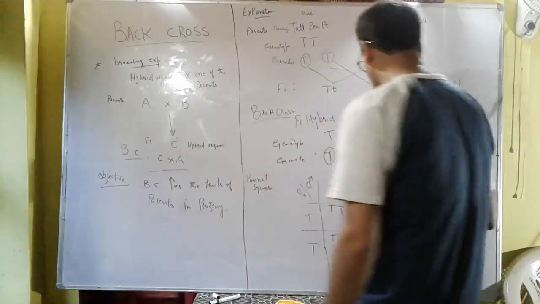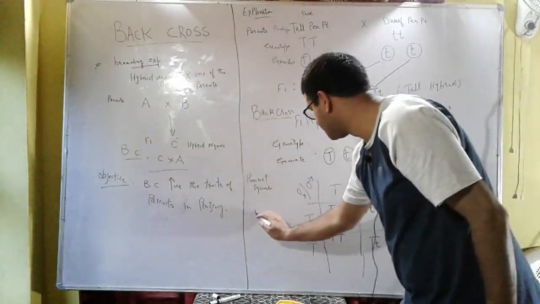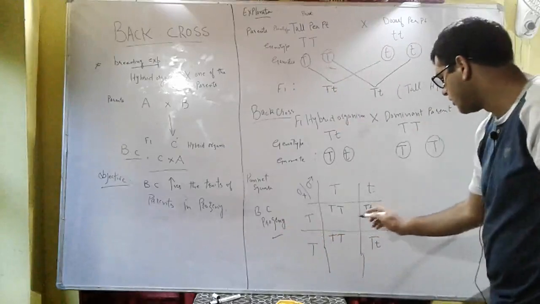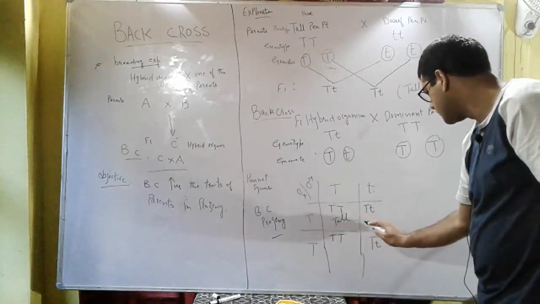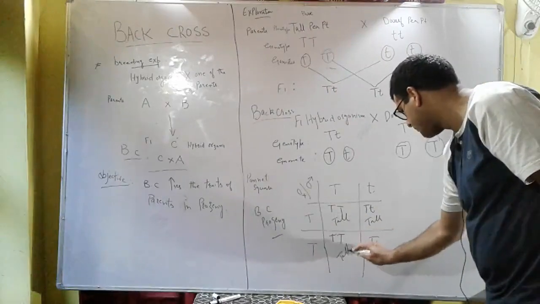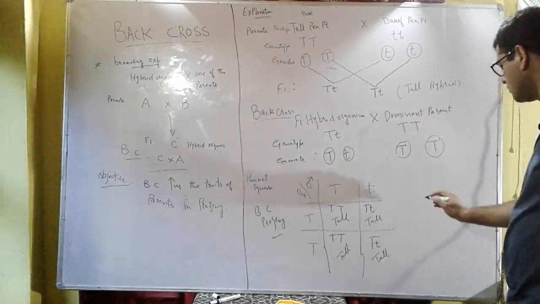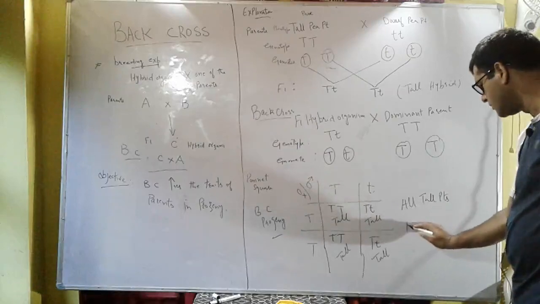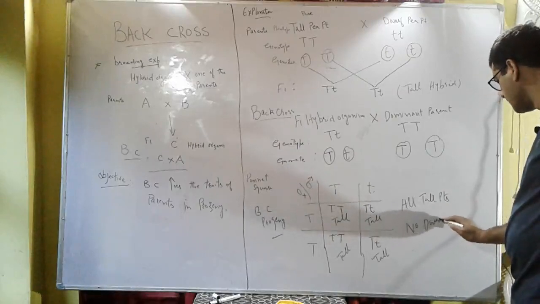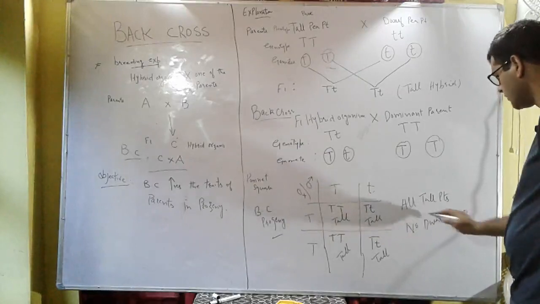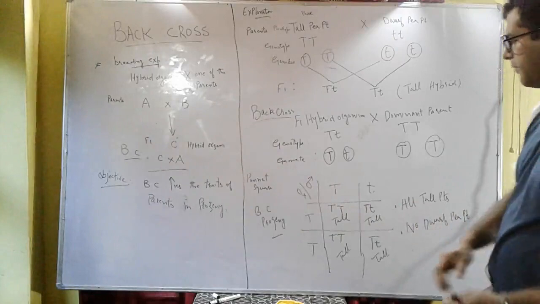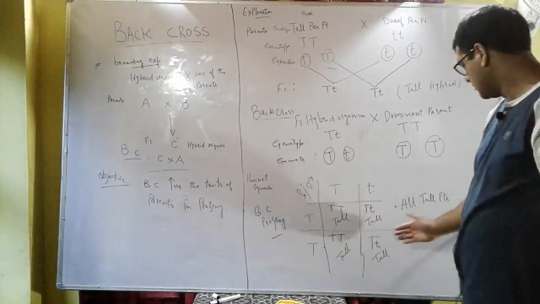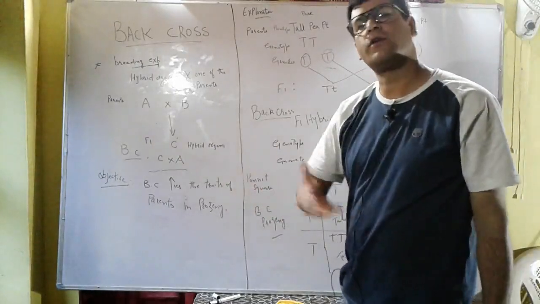So we have back cross progeny. This is back cross progeny. Here we have all tall plants, no dwarf pea plant. So in the back cross progeny, what we obtained was only tall plants. No plant was dwarf or of intermediate size.